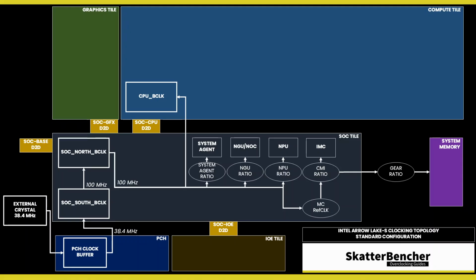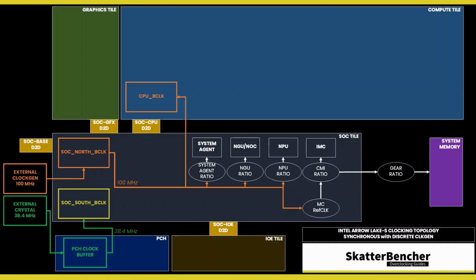The NGU reference clock frequency is generated internally by the SoC PLL, however it can also be clocked with an external clock generator providing the reference clock for the SoC PLL. The reference clock is multiplied by the NGU ratio to achieve a final clock frequency. The default ratio is 26x, which yields a 2.6 GHz operating frequency.